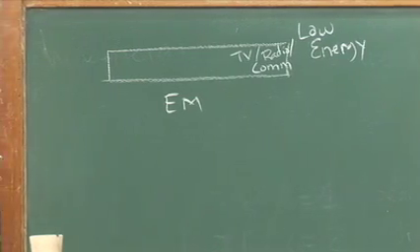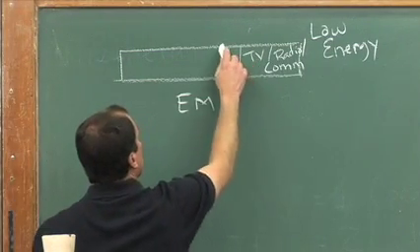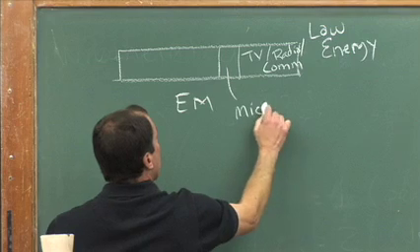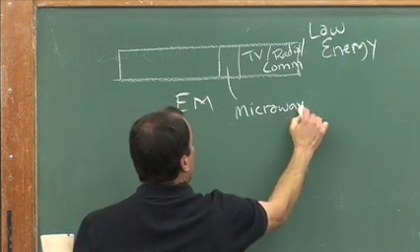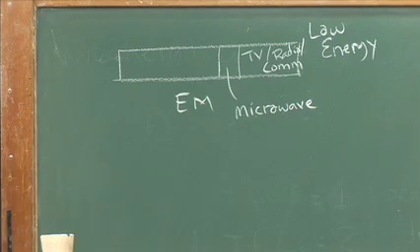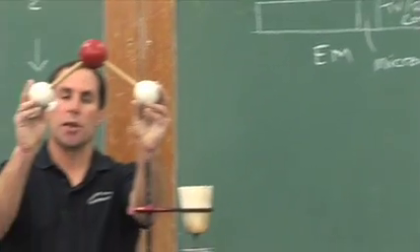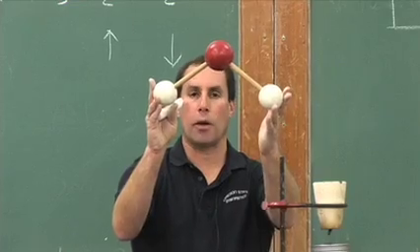Just to the left of this, we get a little bit higher in energy, and this is what's known as the microwave region. All of these things are forms of electromagnetic radiation or light. They'll all travel at the same speed. The microwaves do that very unique thing of rotating water molecules. So we take advantage of this for cooking our foods.